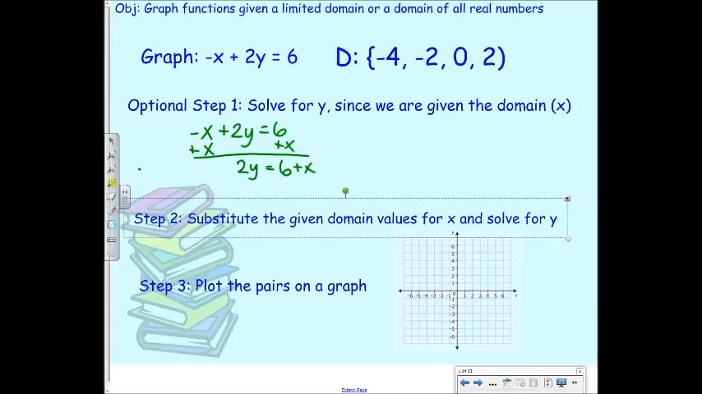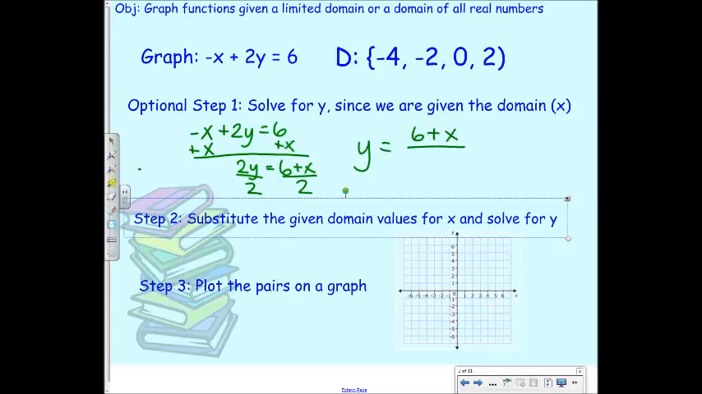And I'm going to divide by 2, and over here I have to divide the 6 by 2, the x by 2, or everything. Everything by 2. So my equation ends up being y equals 6 plus x over 2.